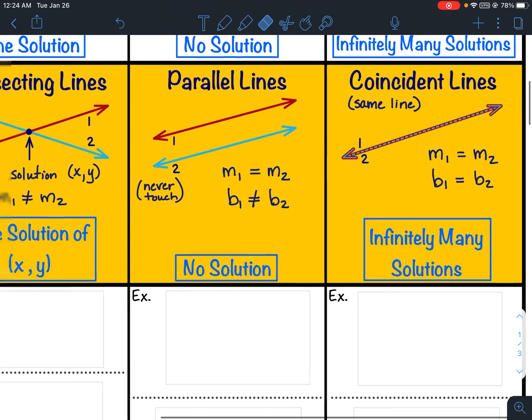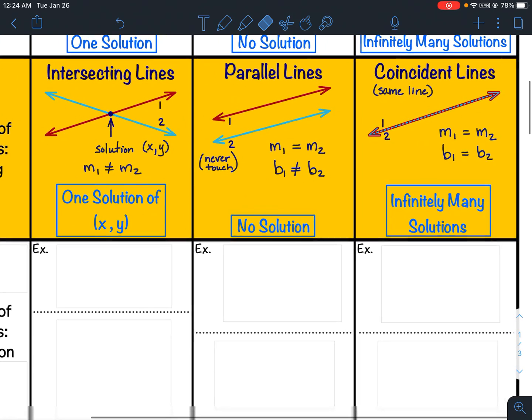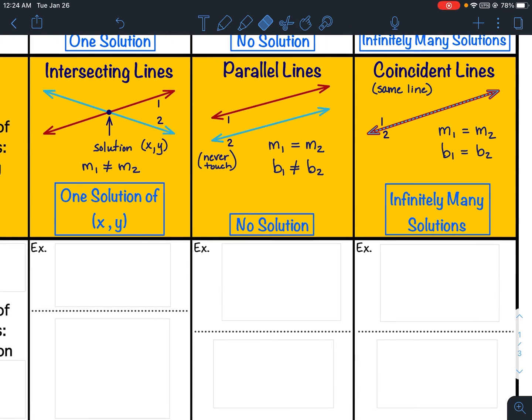All right, so that is it for solving systems of equations using graphing. So make sure you have all of that information down. If you have any questions, please let me know.